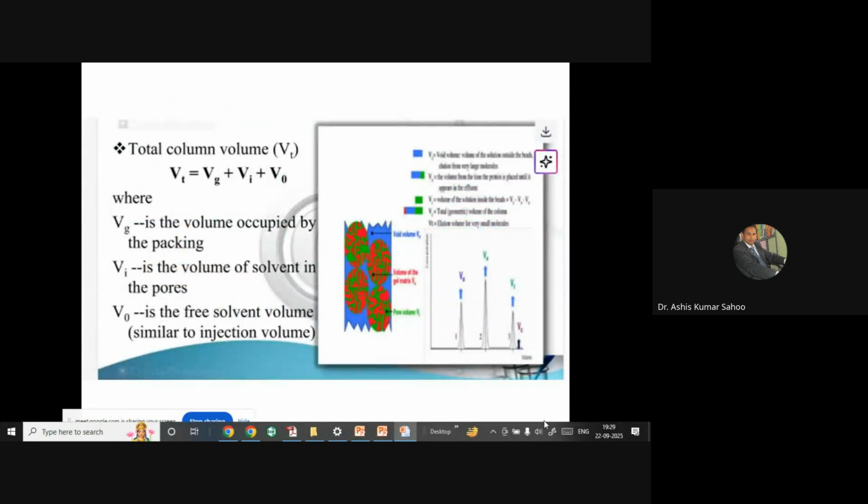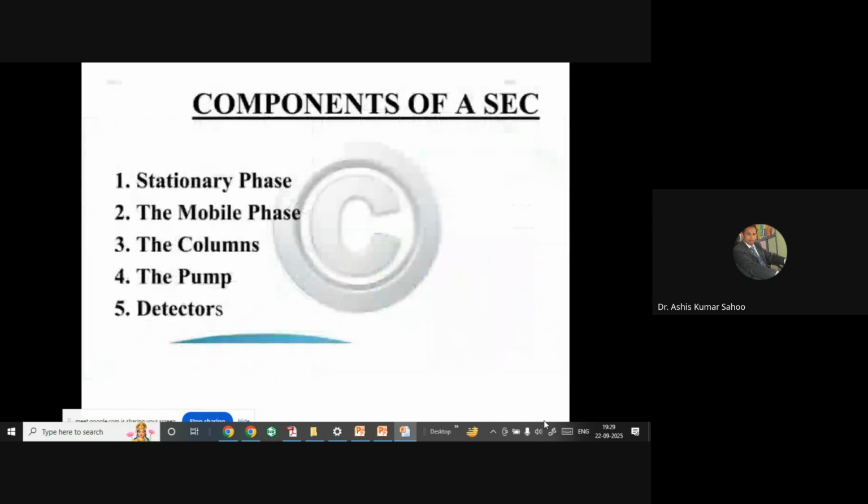So this works upon the different volumes: the total column volume is equal to Vg plus Vi plus Vo, where Vg is the volume occupied by packing, Vi is the volume of solvent in the pores, and Vo is the volume of free solvent molecules. So these are the components present in size exclusion.